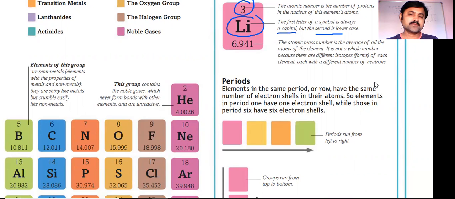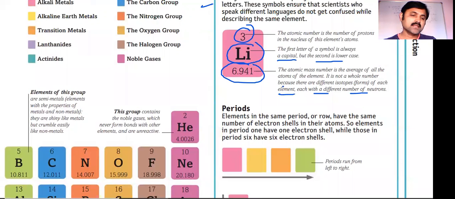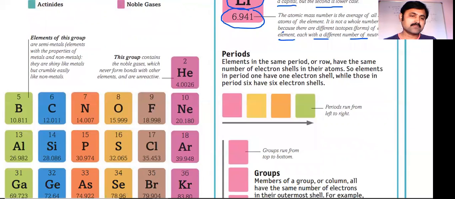And below the symbol, we have one more number. That is the atomic mass number. It's the average of all the atoms of the element. It's not a whole number because there are different isotopes, or atoms, of each element, each with a different number of neutrons also present. That is the thing.